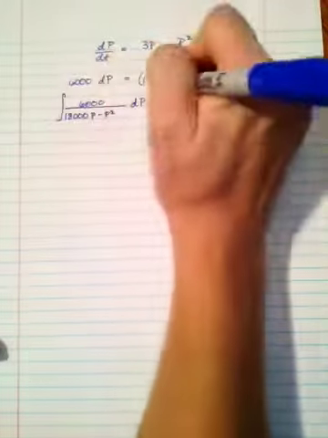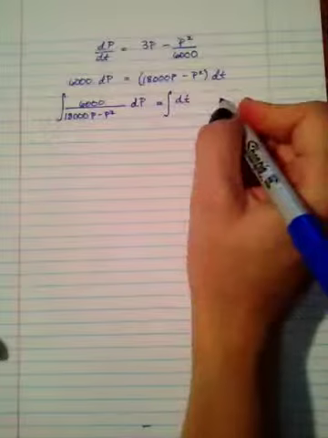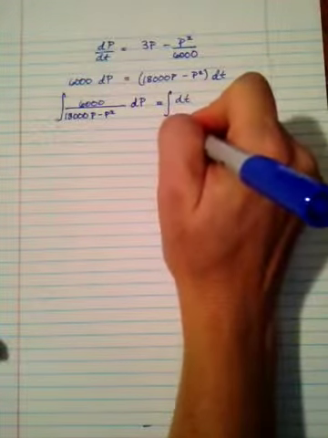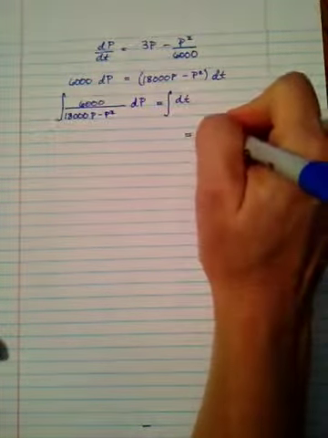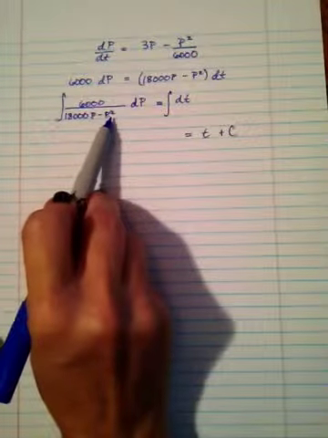Everything's going on with my population. I have only a little dt out here. But I'm going to integrate both sides. So the right-hand side is easy. I know that this is going to equal t plus some c. On the left-hand side, I have a lot more work to do.